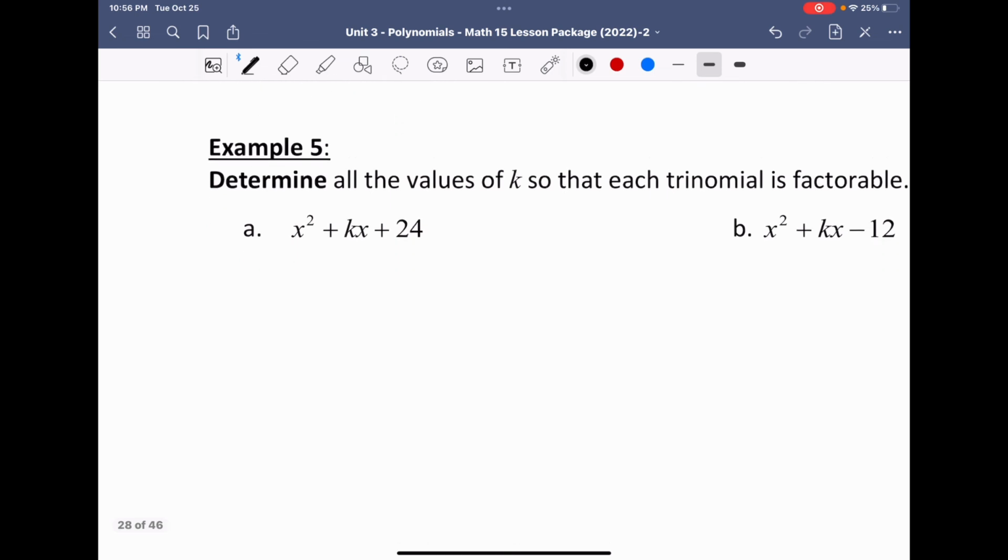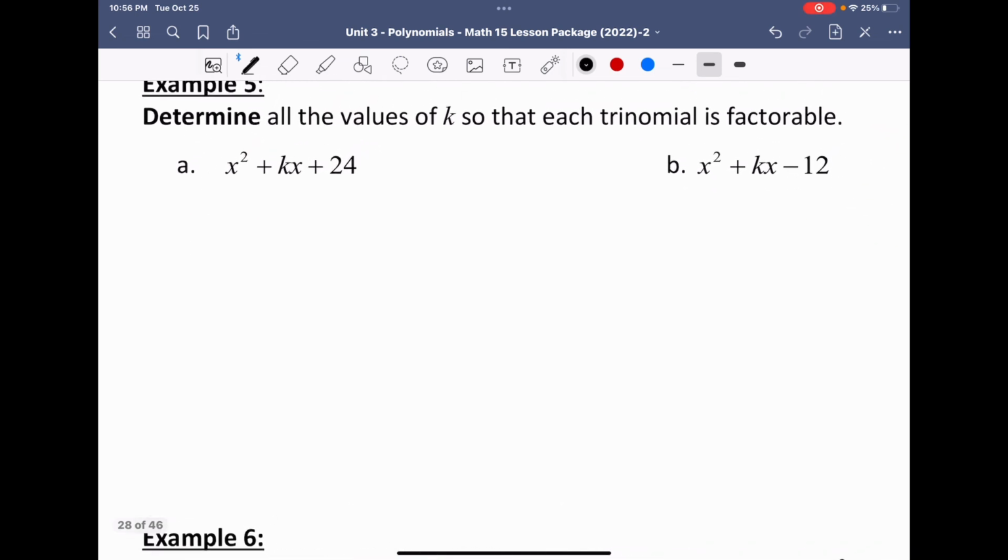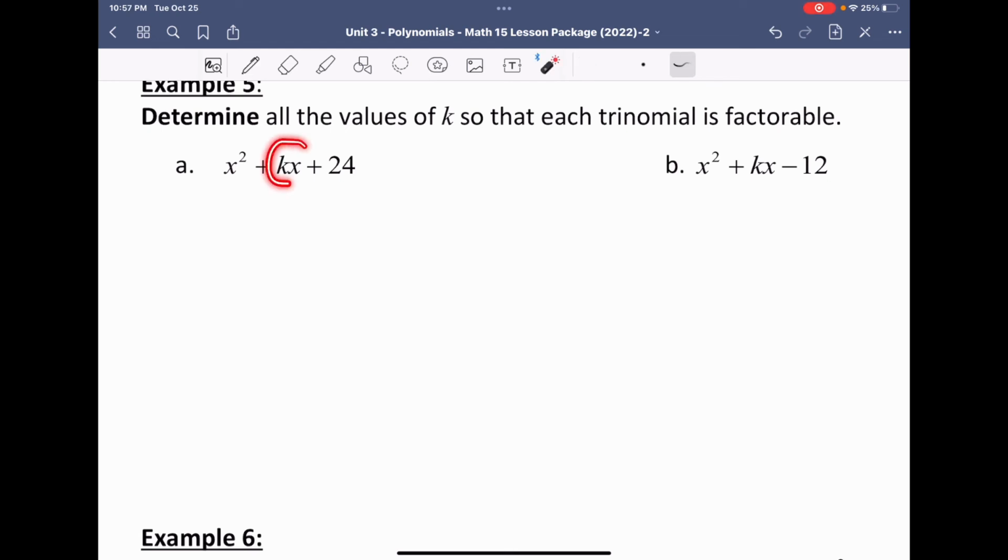All right, and lastly, let's look at two examples that involve what if instead we just give you a variable in the middle and say we want to see what values of k make it so that each of these trinomials are factorable. Well, in each of these cases, the k appears in the middle, meaning we need to add to make k and multiply to make that outside number.